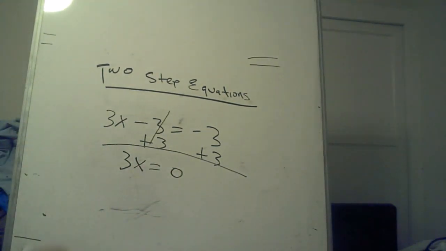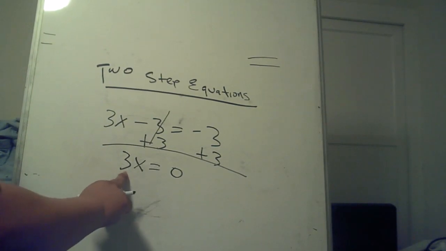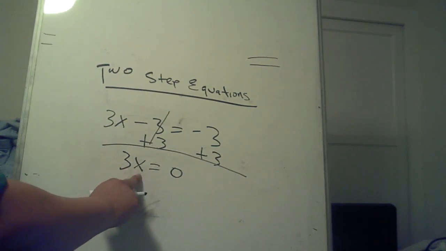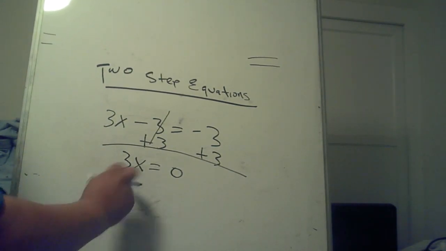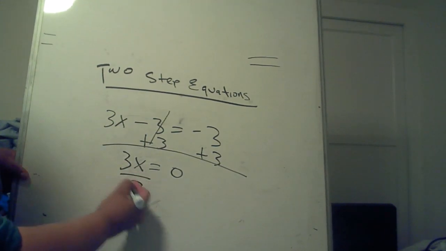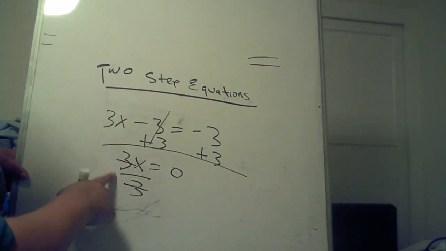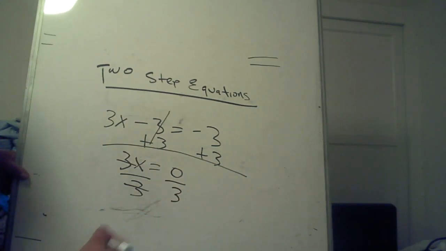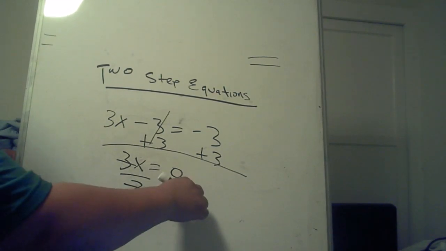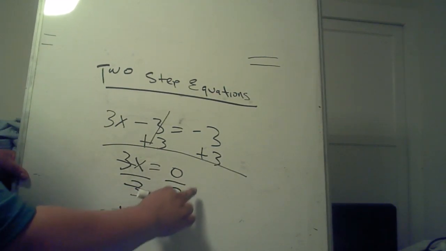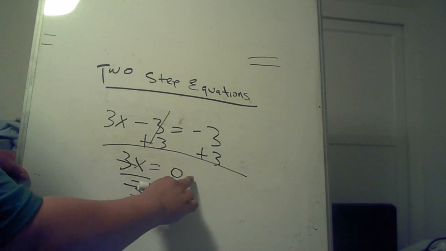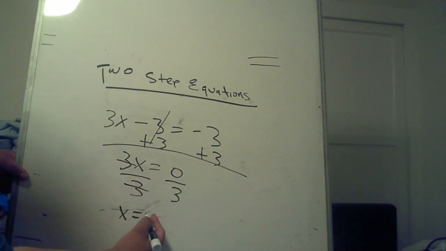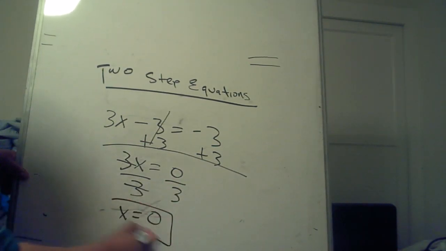Now, this is multiplying 3 times x. So to get rid of the 3, we divide by 3. So this cancels. But whatever we do to one side, we do to the other. So it will be 3. X equals 0 over 3. 0 over any number except 0. We cannot do 0 over 0. So we have to do 0 over any number. It's always going to be 0. So that's our final answer.